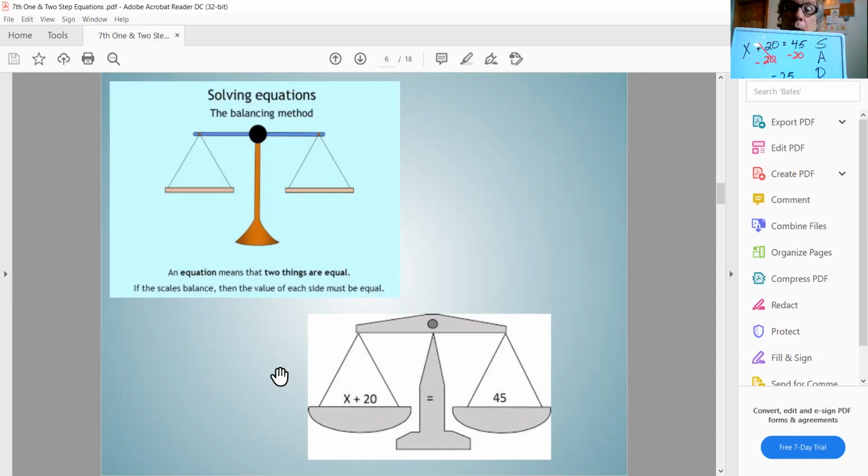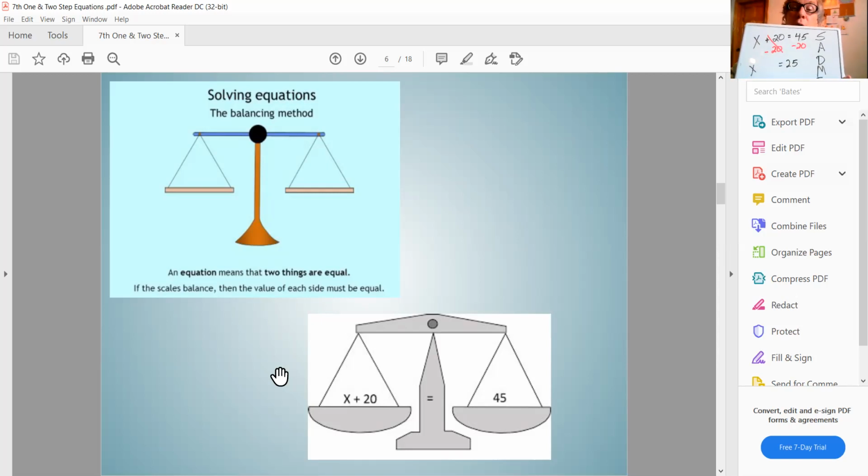I would take the original problem, x plus 20 equals 45, and once again ask, what is our goal? What's our end game here? Well, we want to get the x by itself. We want to isolate the variable. Once we have the x and it's equaling something, we have our solution.